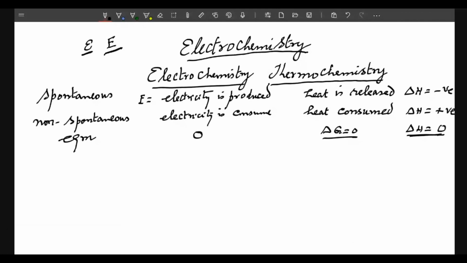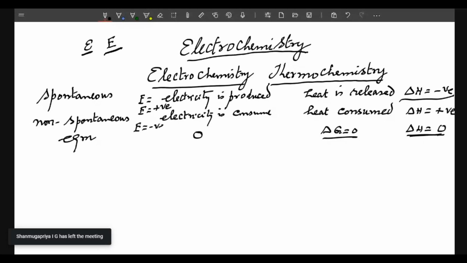Electricity is produced means here E is positive. Note the difference from thermochemistry. When heat is released, delta H is negative. But in electrochemistry, spontaneous reactions produce electricity. Here E is positive. In a non-spontaneous process, E is negative. In the equilibrium process, E is equal to 0.